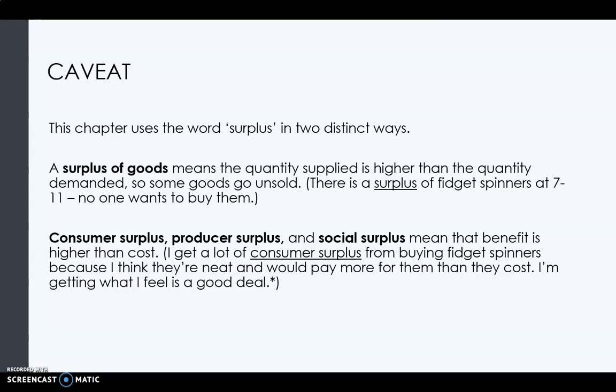It's very, very simple. But consumer surplus, producer surplus, and social surplus mean that the benefit of owning or buying or consuming or selling a good is higher than the cost. So keeping with the example, I get a lot of consumer surplus from buying fidget spinners because I think they're neat. I'd pay more for them than they cost, so I'm getting what I feel like is a good deal.